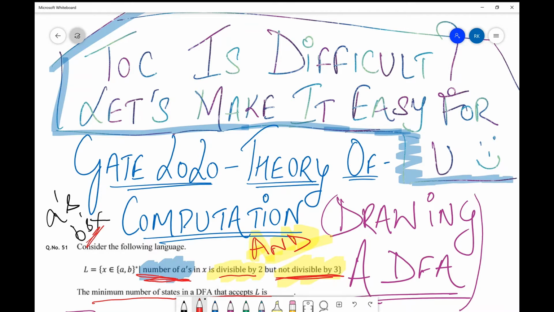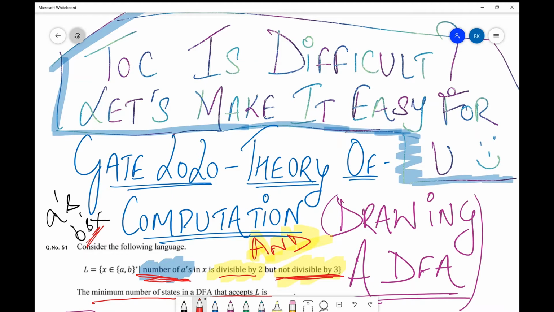So my simple approach is, when there are multiple conditions, draw the DFA separately for all those conditions and combine them. And it actually helps you draw the DFA in the smallest amount of time. Trust me, students, if you practice this approach, you are always going to achieve the solution in minimum time, and most importantly, you are going to achieve the correct solution. So that is very important in GATE.